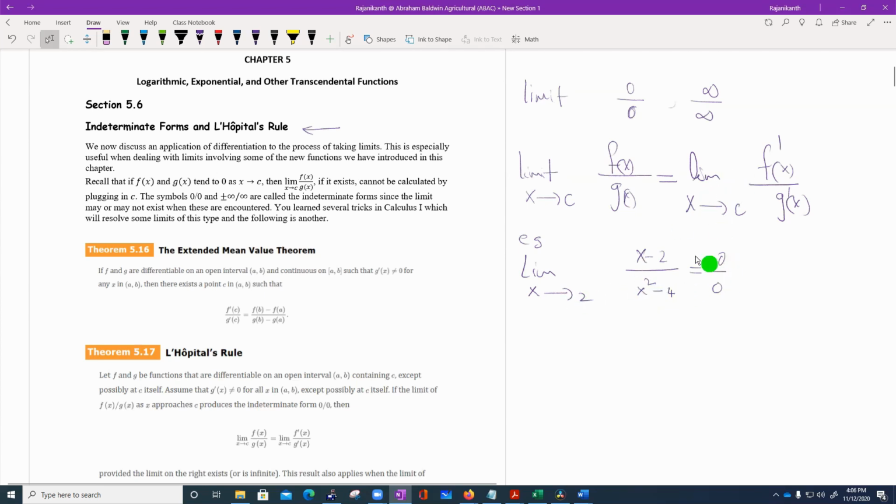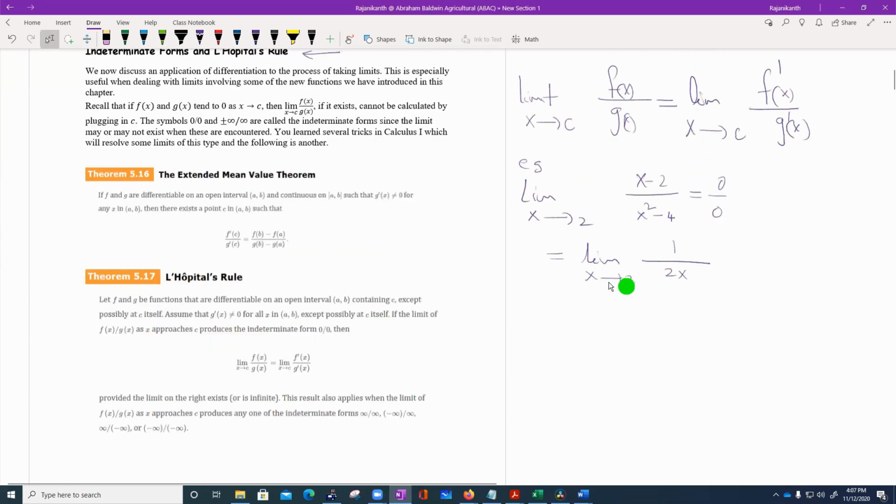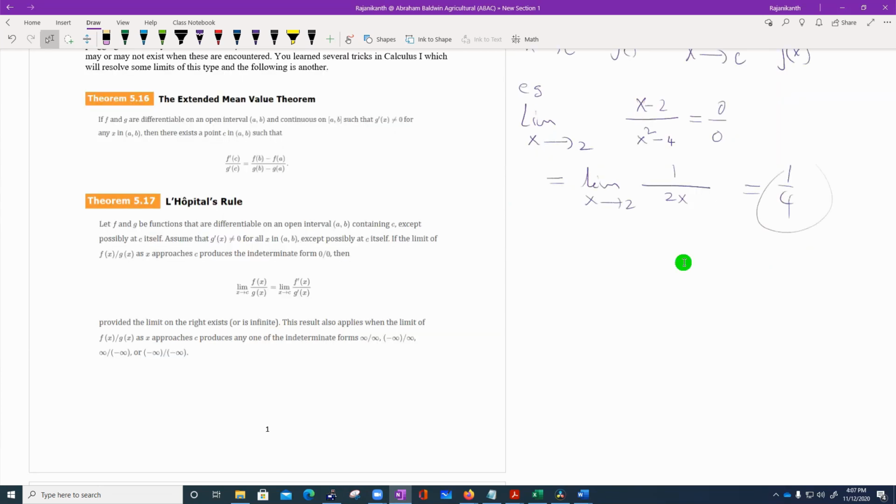This rule says that finding the limit of the function is always equal to finding the limit of the derivative of these two. So the derivative of x minus 2 is 1, and the derivative of x squared minus 4 is 2x, right? Now this is easy to find. When x goes to 2, your answer is 1/4. Now you see a good number, right? So this is a very useful application of L'Hopital rule. That means you could do this problem in two ways, either factoring or using L'Hopital.